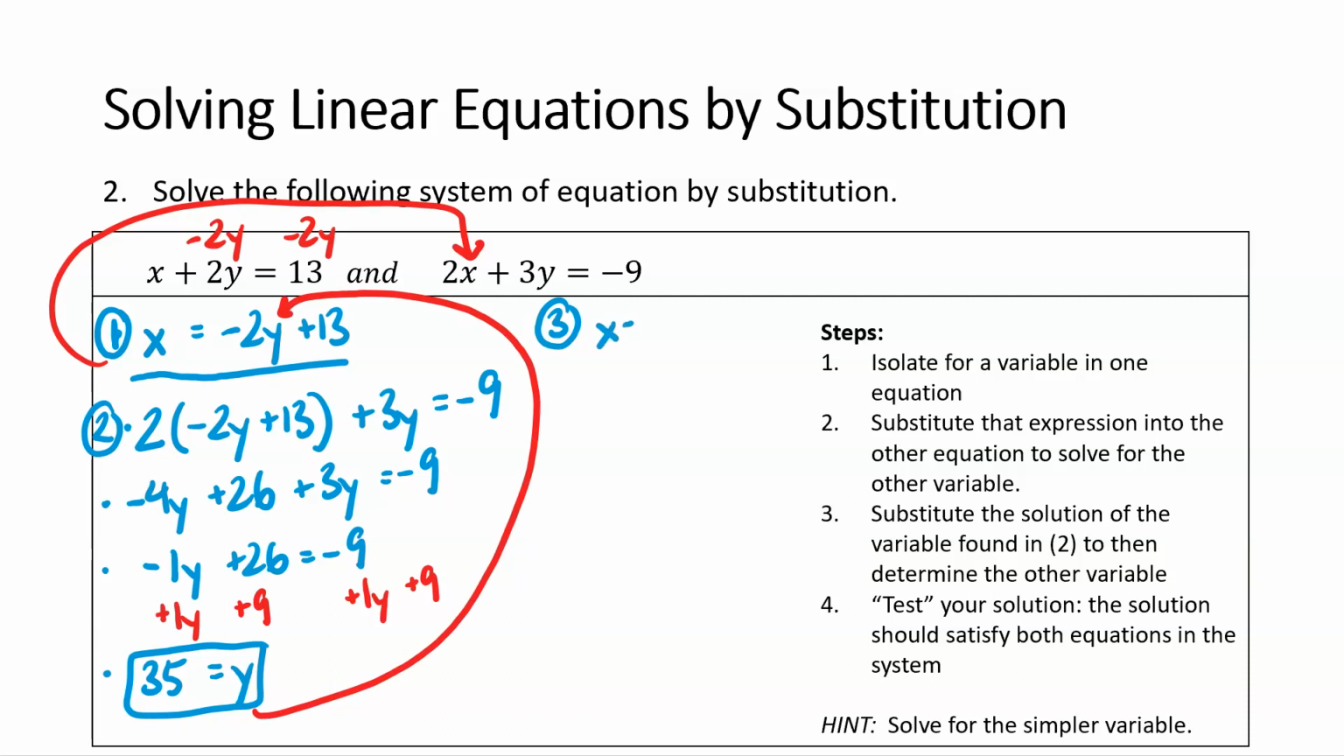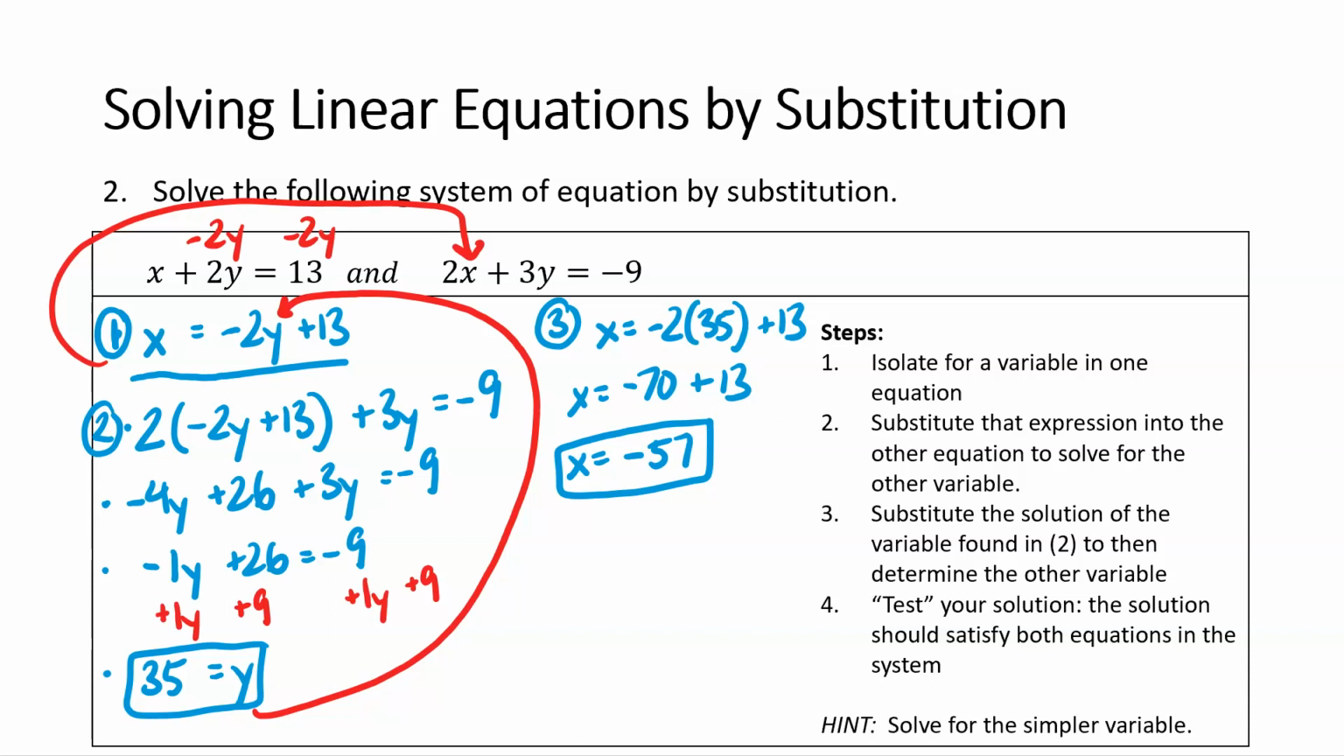So we have x equals -2 times our y value that we found, which is 35, plus 13. So we have x equals -2 times 35 is -70, plus 13, and that then would equal -57. So that's our solution for x. So x equals -57, y equals 35. You can leave it like that, or you can write the solution as an ordered pair.